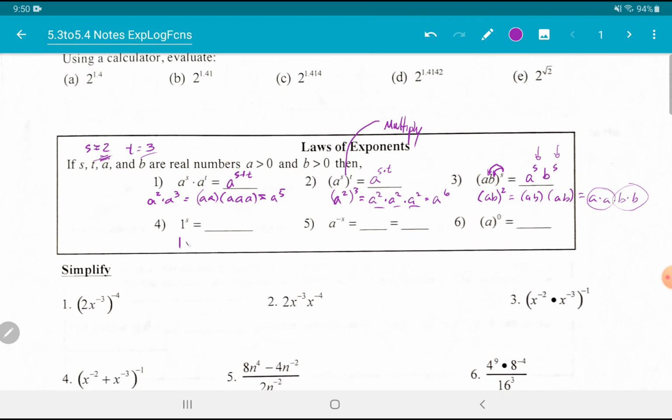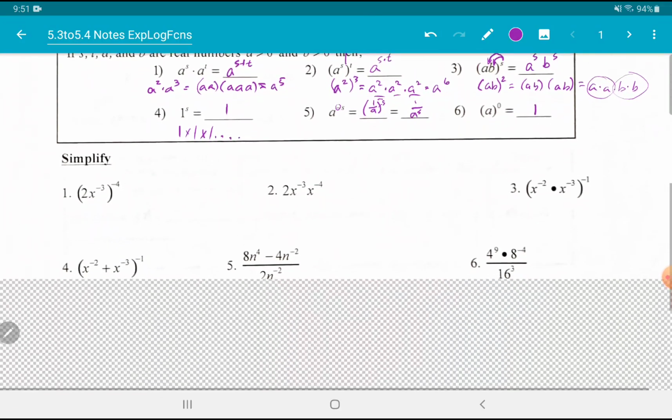Number 4, this is like saying 1 times s number of times, right? Well, that's just going to give us 1. A to the power of negative s, what does negative mean? Well, hopefully from a previous course, Algebra 2, you remember that a negative exponent is really the same as 1 over a to the power of s. And if you have parentheses around there, you can also distribute that s to each of those terms, so you would get 1 over a to the power of s, like that. And then anything to the 0 power is the equivalent of 1.